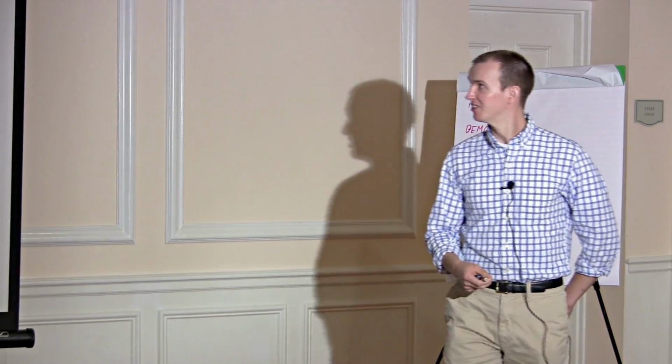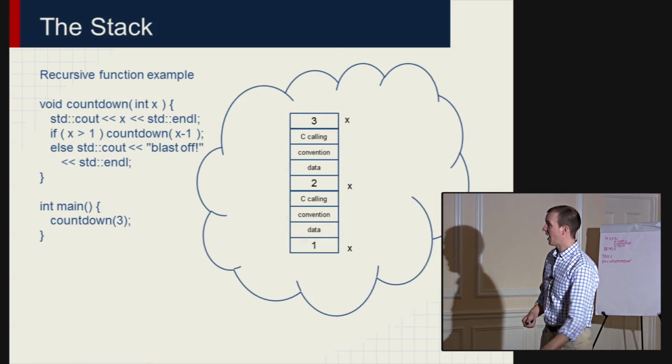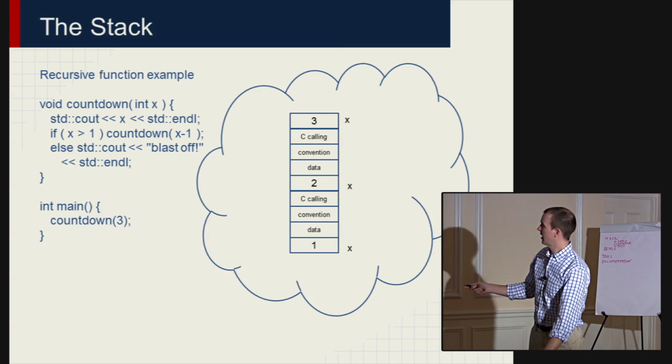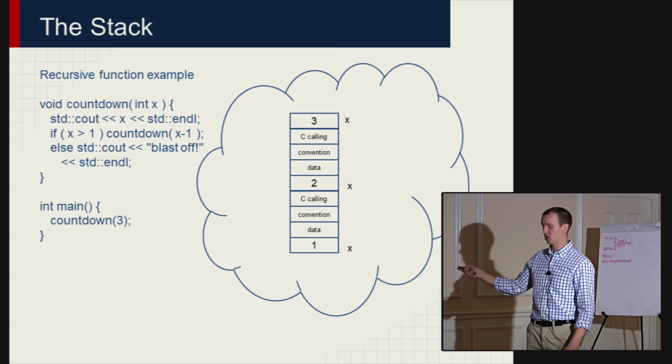Three, two, one, blast off. Okay, so how will it actually execute? All right, so we're going to begin here in countdown 3. We'll call the function countdown with 3 here. So x, the formal parameter for countdown, gets initialized to 3.